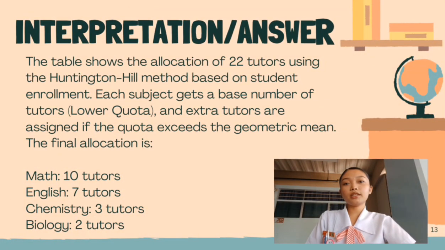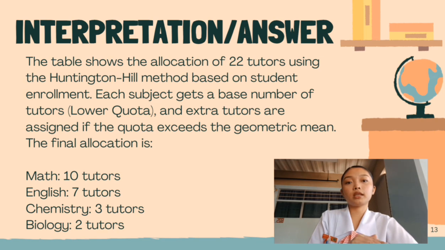So hello everyone, today we're tackling an important topic: how to fairly distribute resources using the Huntington-Hill method. Imagine you're managing a tutoring program at a college where there are only 22 tutors available, but students are enrolled in 4 different subjects like math, English, chemistry, and biology. So how do we ensure each subject gets a fair number of tutors? Let's find out.